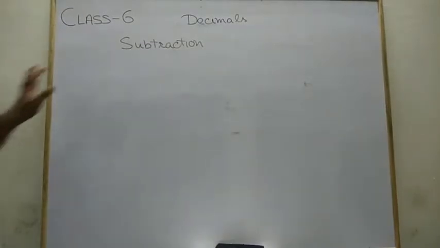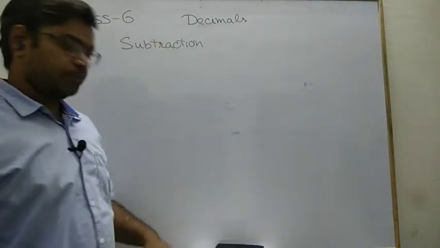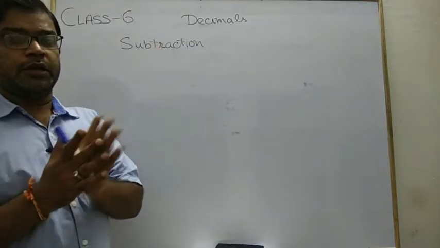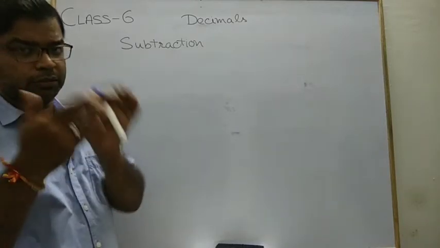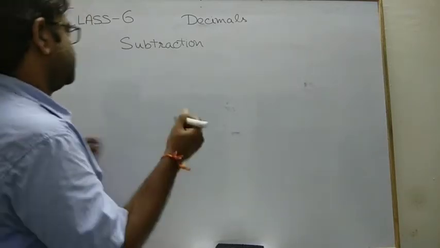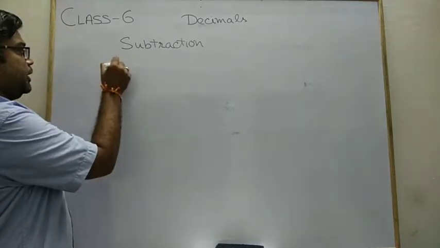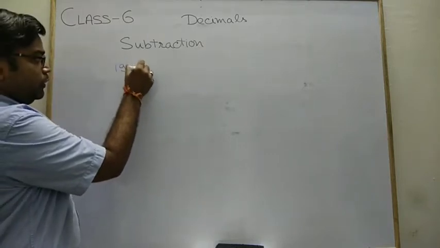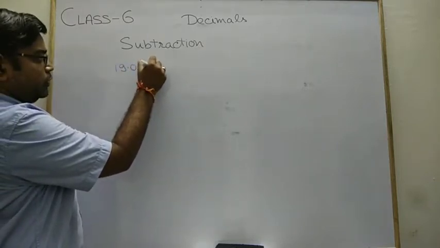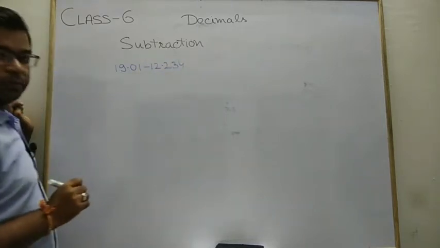Now we are going to discuss subtraction. In subtraction, first we do it using the column method, then we use the separate one. So for that, choose one easy question. Subtract 19.01 minus 12.234. We have to subtract this one.